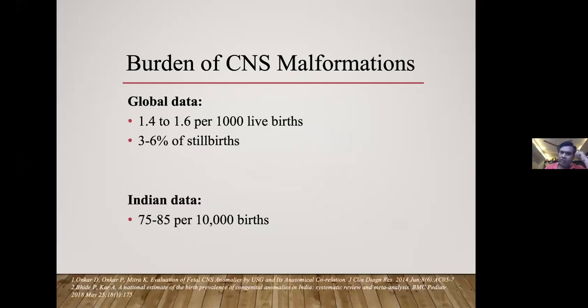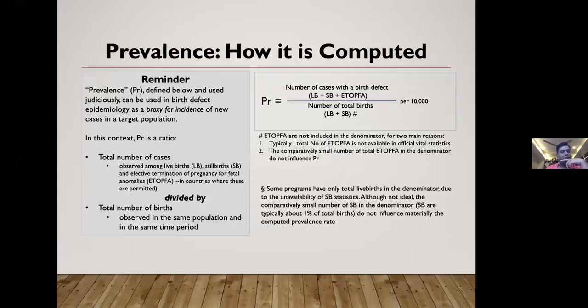So I was talking about the global burden. We have around 1.4 to 1.6 per thousand live births and nearing 3 to 6% of the stillbirths. However, if you look at the Indian data, I was just talking that it's very diverse, based on the recent two studies in 2014 and 2018.